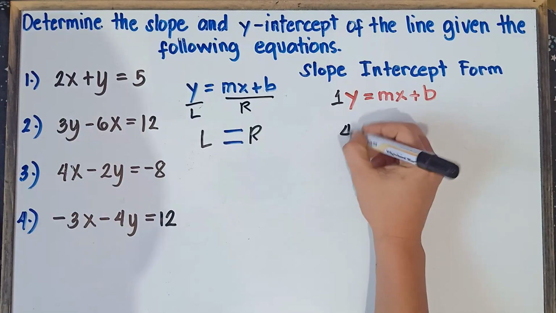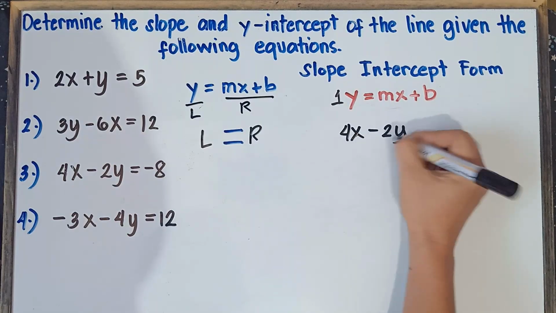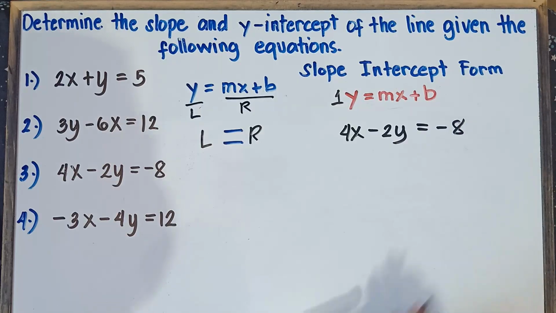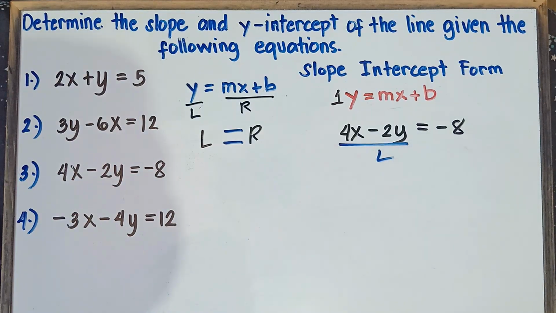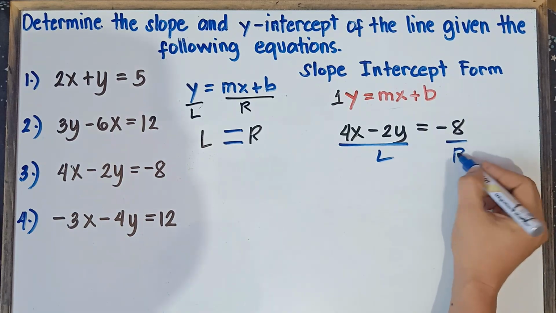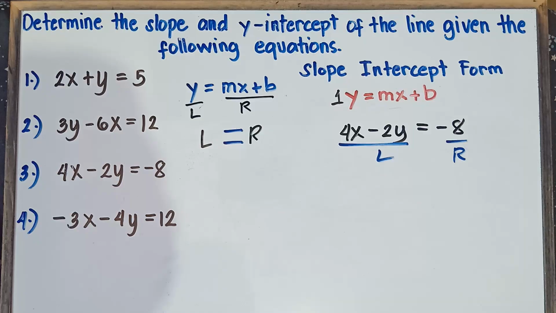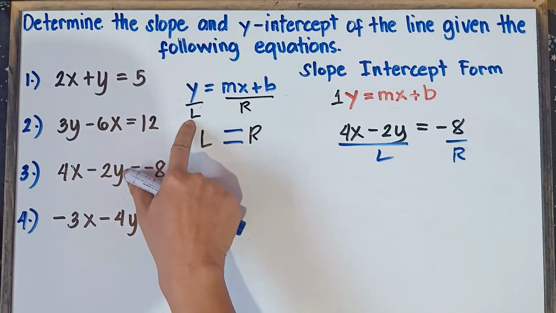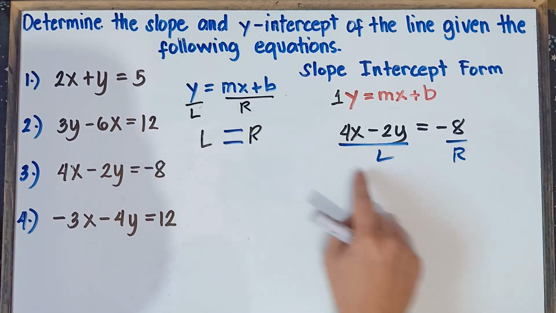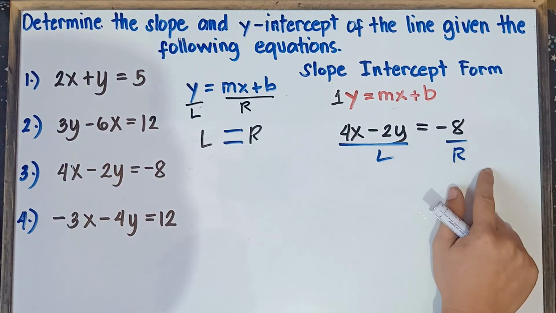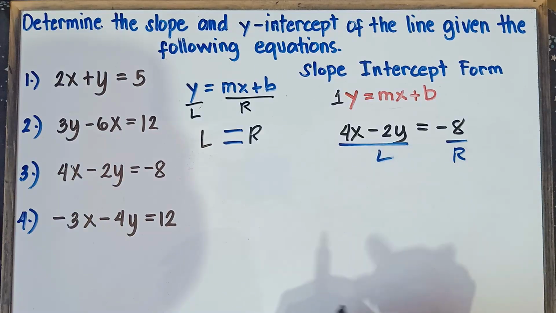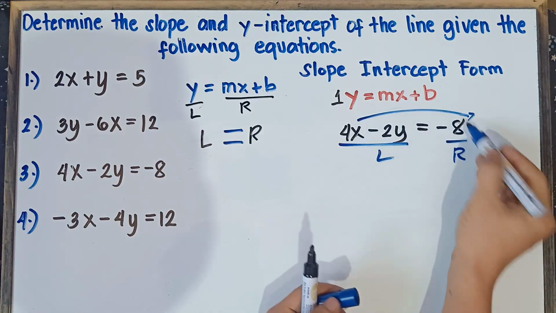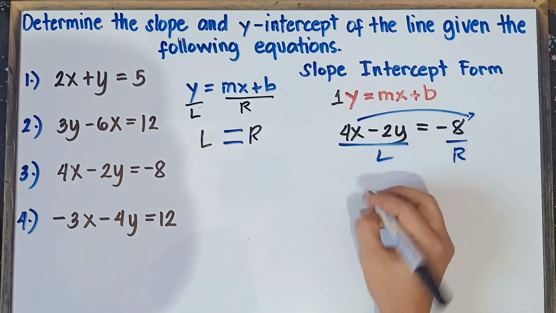Our given, we have 4x minus 2y equals negative 8. Alright, so therefore, on the left side of this equal sign, that would be 4x minus 2y. On the right side, that would be negative 8. Now, since we need to follow this format, the left side, it's only y. Therefore, we need to transpose 4x from left to right. So that, plus the remaining expression, it's only negative 2y. So, simply copy negative 2y.